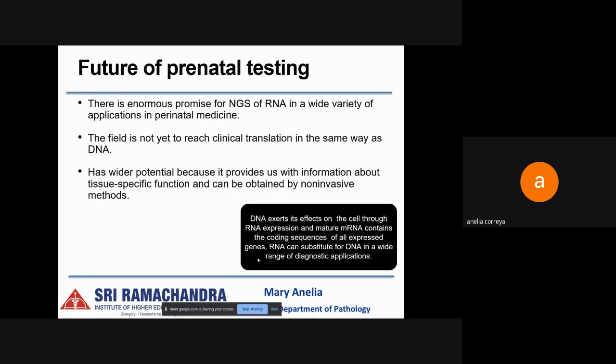So a brief on the future of prenatal testing. It says that next generation sequencing of RNA can also be used because mature RNA contains coding sequence expressed in all the genes. So we can use the RNA in the future for various diagnostic applications. So this is just a trial. It has not been proved yet.